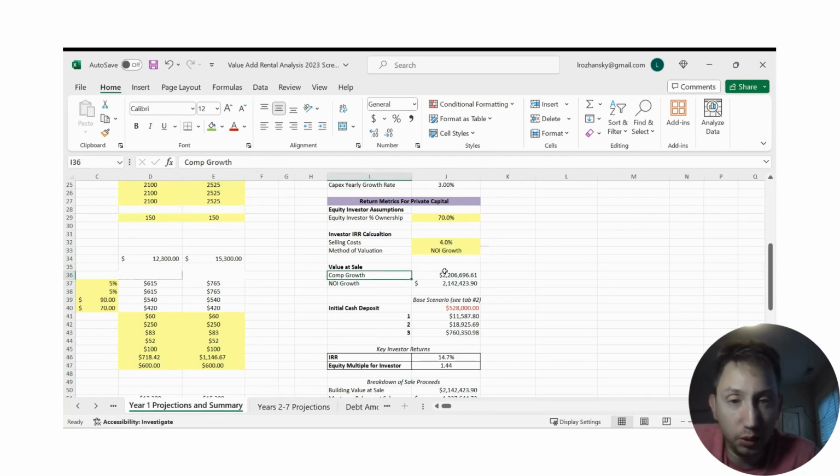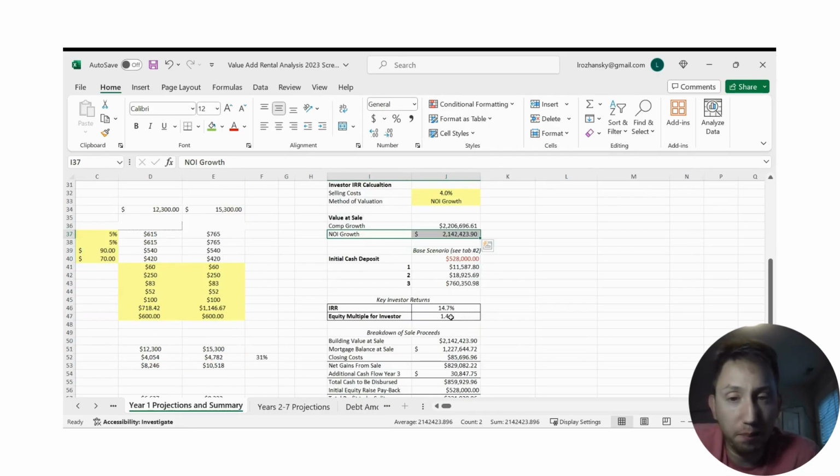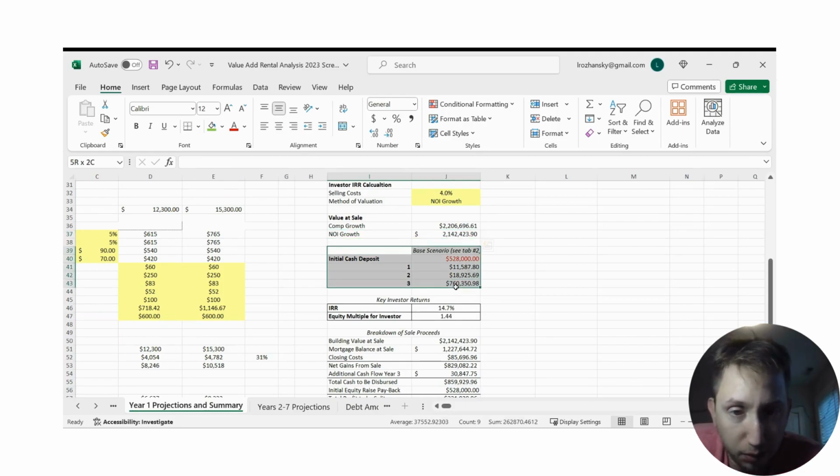So you can see value at sale, boom, NOI growth. You can see they're actually a little bit different, right? They come out a little bit different because we're growing out income rather than just doing an annual appreciation rate. But anyway, we have our NOI growth right here. So that's the value at our sale, so 2.14, right? And now we can break down the return metrics for our investors. So we have a quick table showing the cash flow.